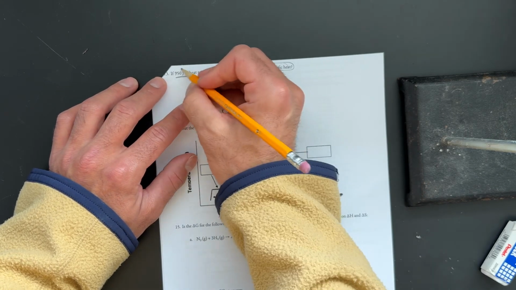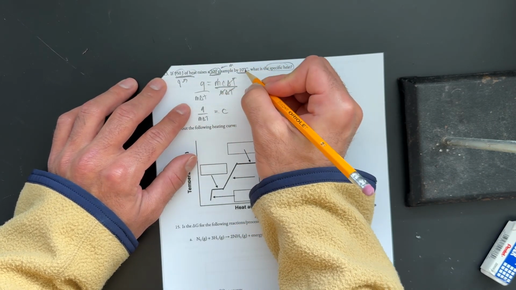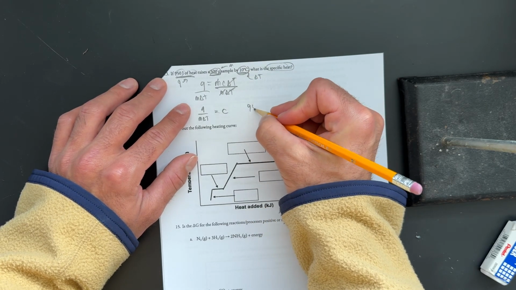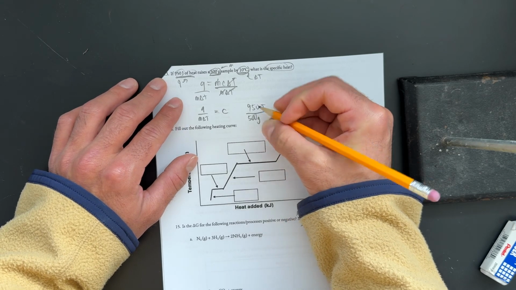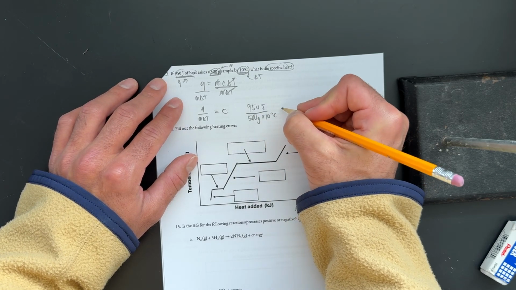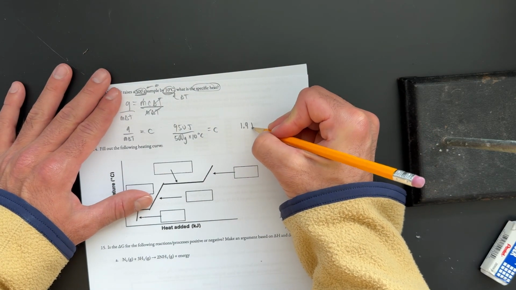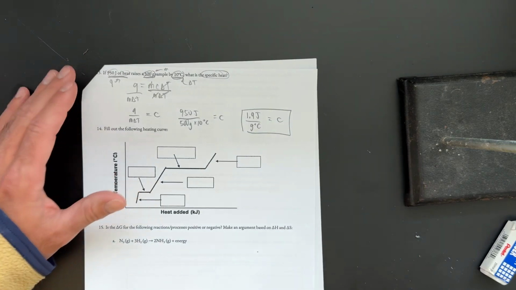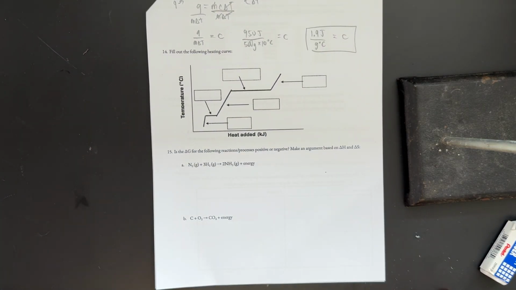And so this is Q, this is M, this is delta T, and so we get 950 joules divided by 500 grams times 10 degrees Celsius is equal to C. And if you put that in your calculator, you will get 1.9 joules per gram degrees Celsius is equal to C. Cool. Going on to number 14, fill out the following heating curve, right?